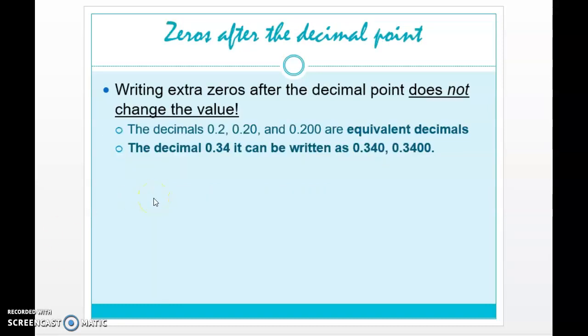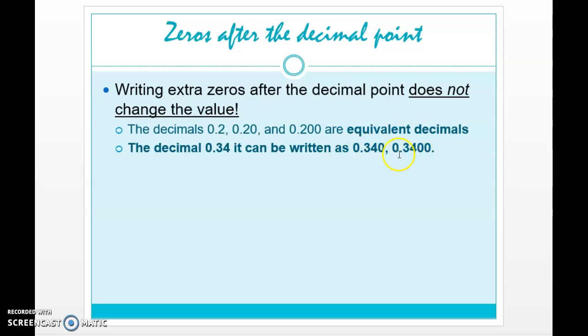Then we have zeros after the decimal point. One thing you need to understand: writing extra zeros after the decimal point does not change the value. For example, the decimal 0.2, 0.20, and 0.200 are equivalent decimals. Another example, the decimal 0.34 can be written as 0.340. Check that I've added a 0, 1 zero.